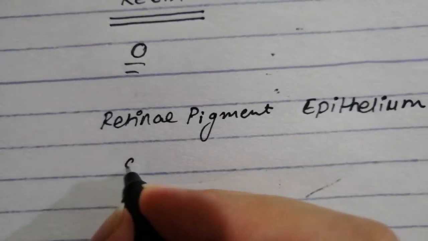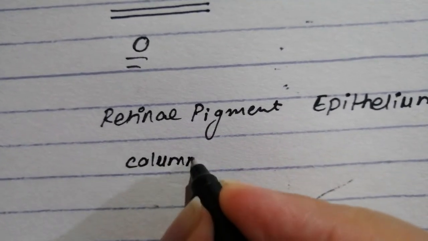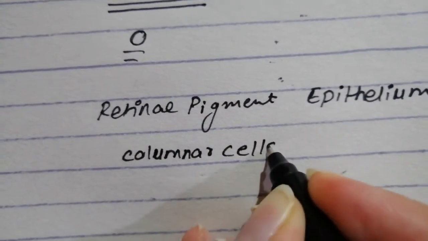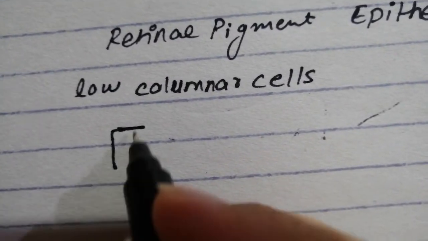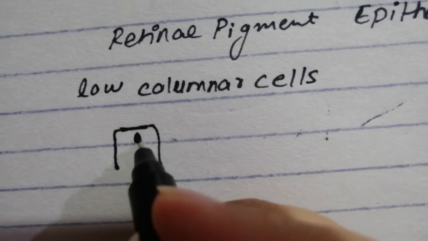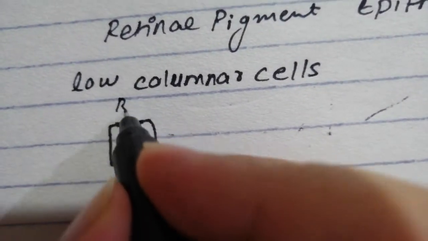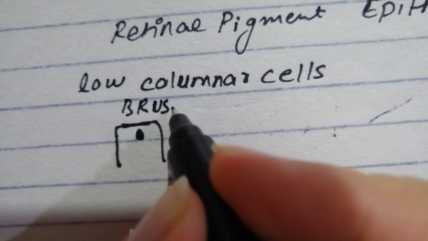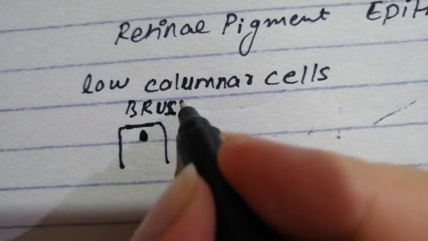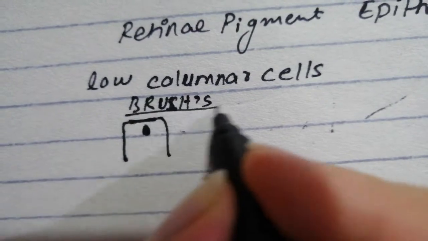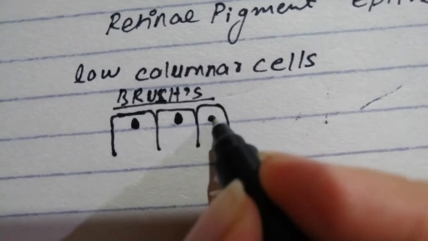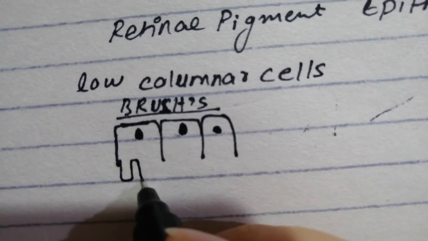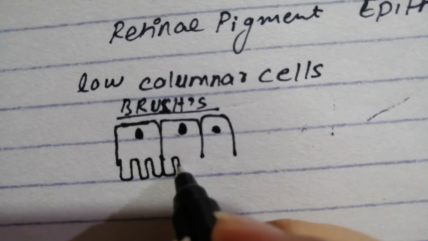and they're just columnar cells, right, with these surface projections. So they're low columnar cells, so you can kind of draw it like these. They have basal nuclei. On this end there is the Bruch's membrane. I probably got the spelling wrong, the Bruch's membrane, and they're kind of adherent to it. And then they have these cylindrical projections, right?